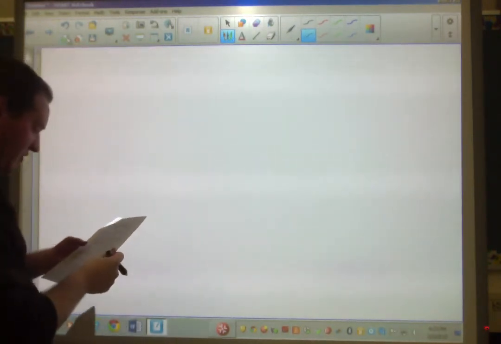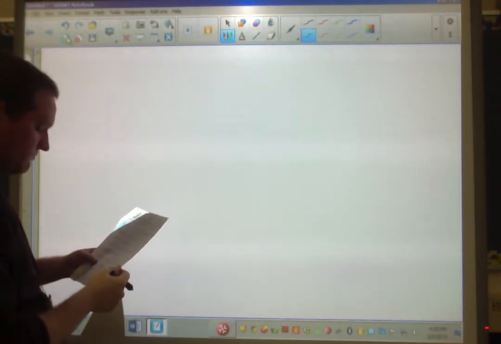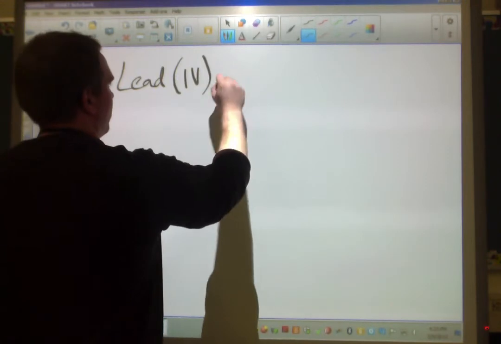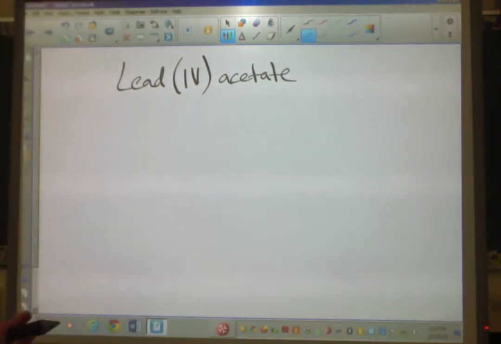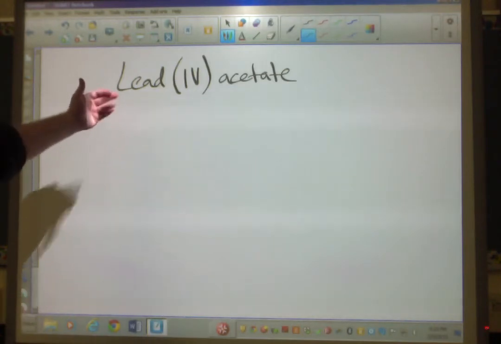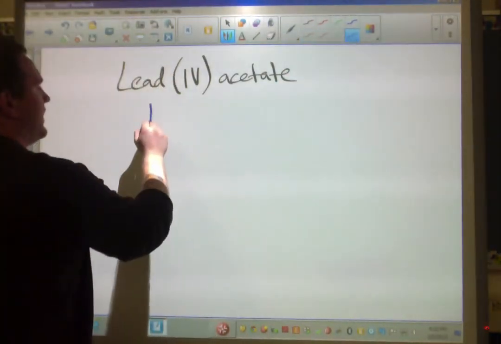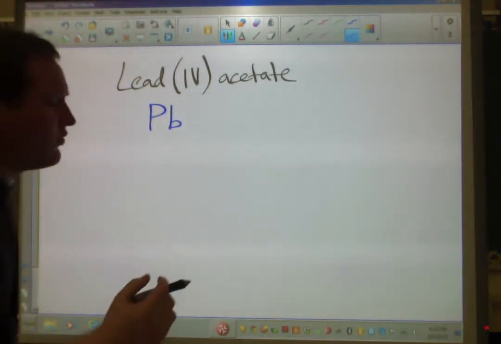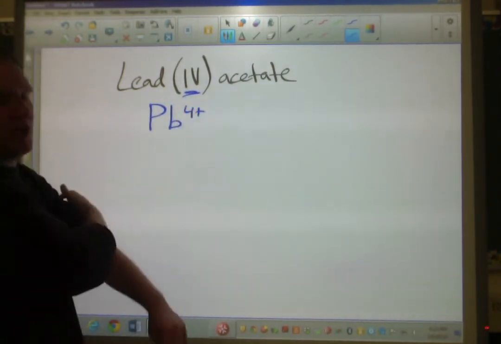Okay, another example. Let's say we have lead 4 acetate. Is this ionic or covalent? Ionic. I don't see any prefixes. So we're going to write the ions involved. Lead is Pb. Do I know what lead is? Not always, but I do know what this lead is. It's a lead 4. So that means Pb4+.